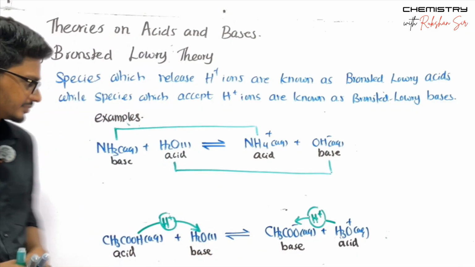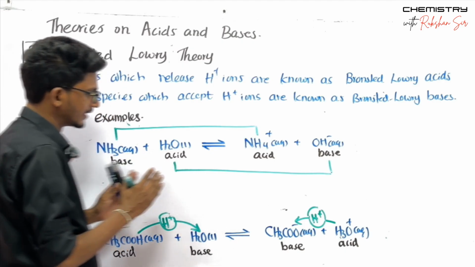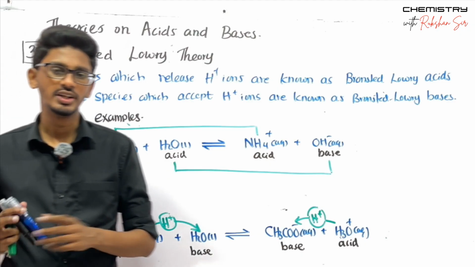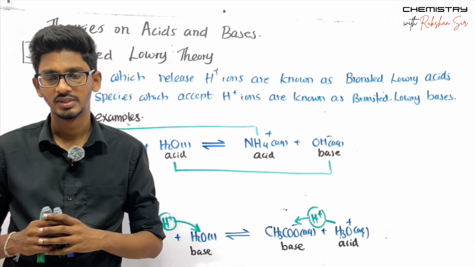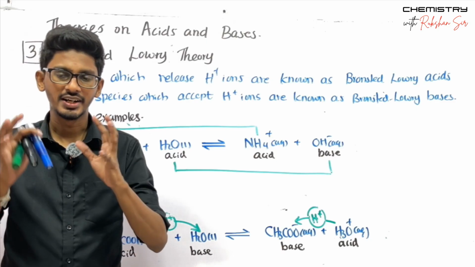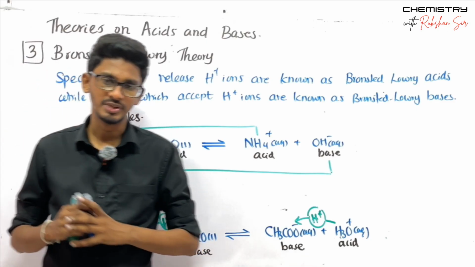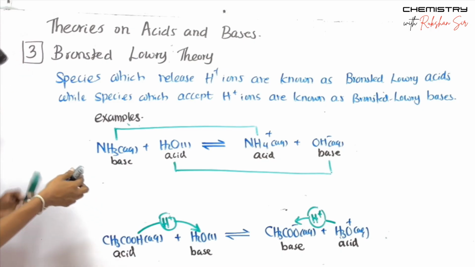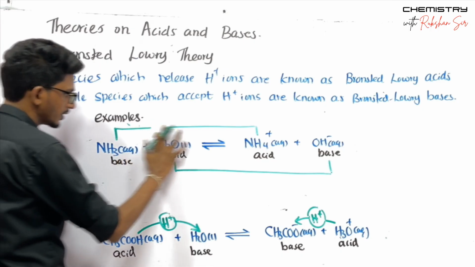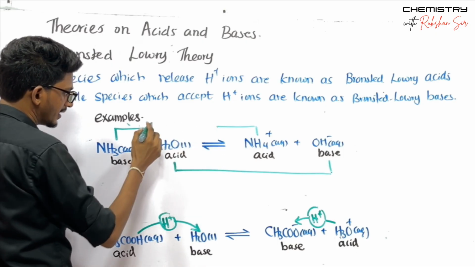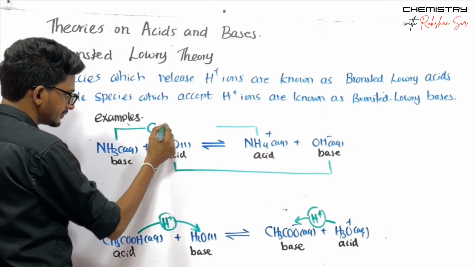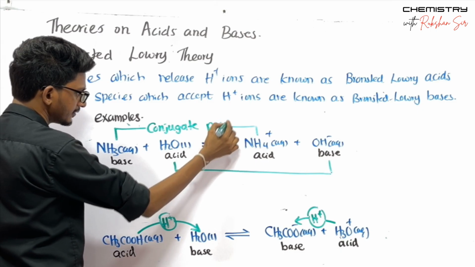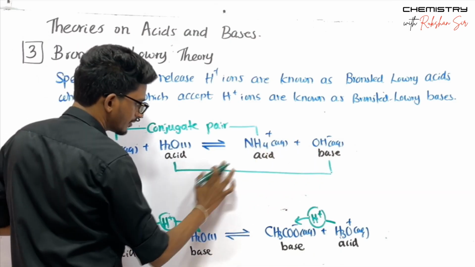So if you have an acid-base pair with only a one H+ difference between them, such a pair can be referred to as a conjugate acid-base pair, or a conjugate pair. So these two can be labeled as a conjugate pair. It's just terminology. These two species can be referred to as a conjugate pair.